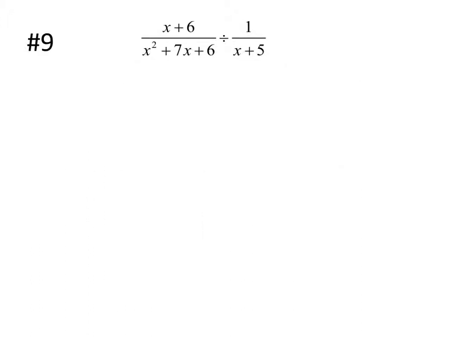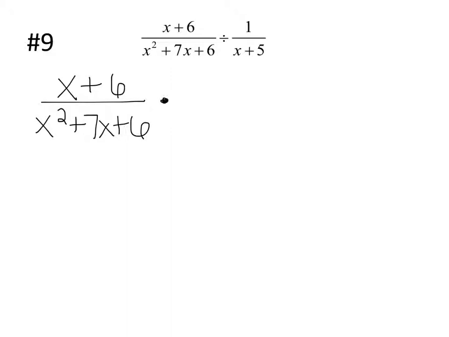Okay, this is a division problem, so be careful. You're going to keep it, switch it, flip it first. So I've got x plus 6 over x squared plus 7x plus 6 times, this is my switch it, and then flip it, you do x plus 5 over 1.